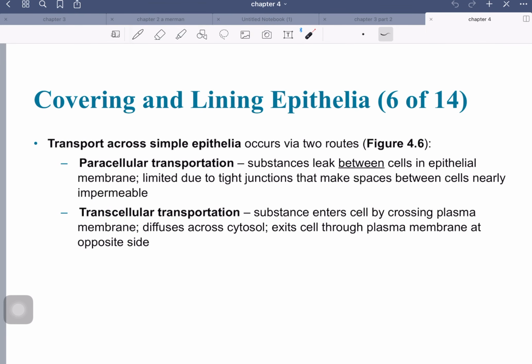All right, so we're going to end that there. I just want to walk through the main types of epithelial, single layer epithelial tissue.